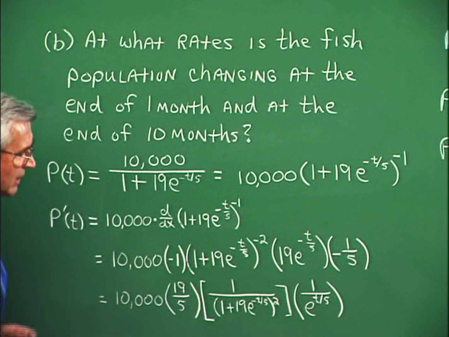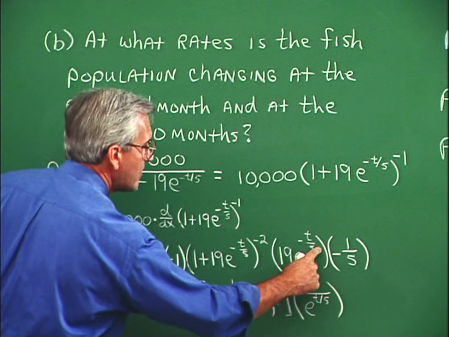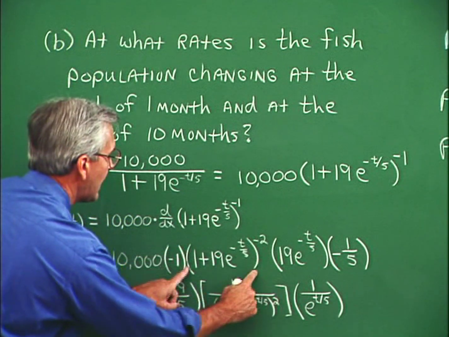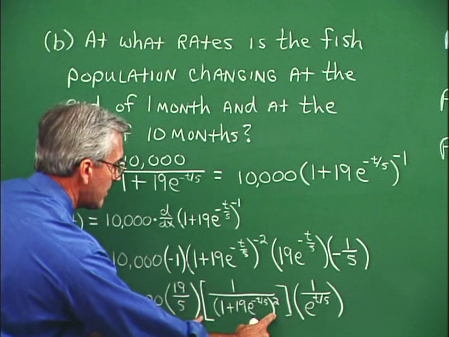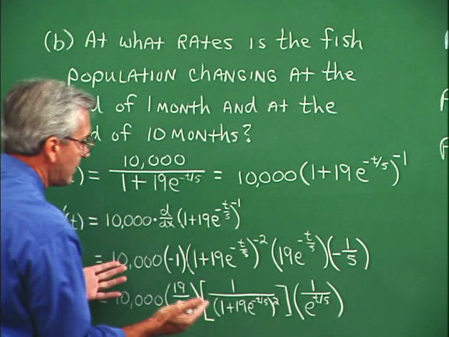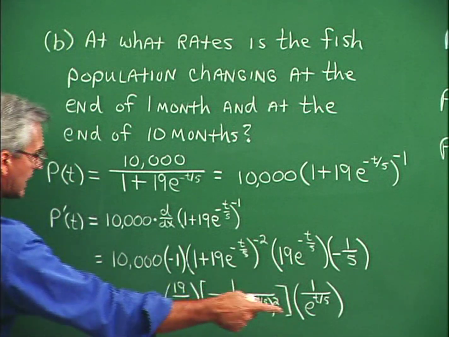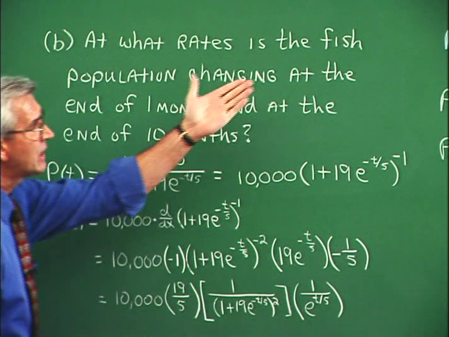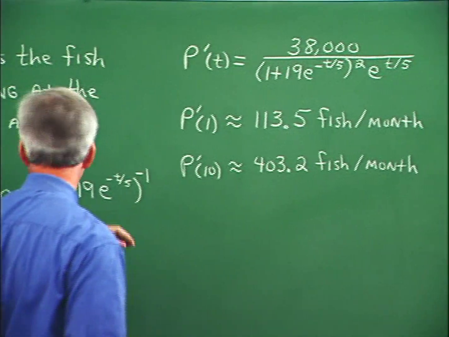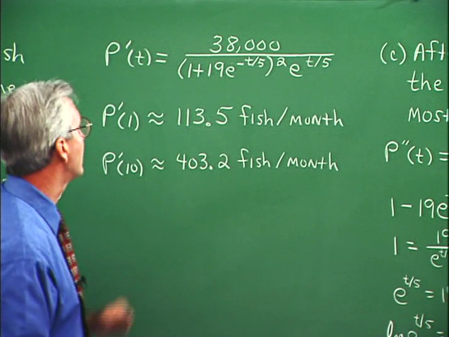And for the rest of it, the e to the negative t over 5 can be thought of as moving to the denominator like this. And this binomial raised to the negative 2 can be thought of as in the denominator, squared. So that's a way of working with it. There are many other ways, about a gazillion of them, to manipulate this into other forms. I've repeated the problem up here, and I've consolidated the 10,000 times 19 over 5 as 38,000, and those two factors in the denominator are here.